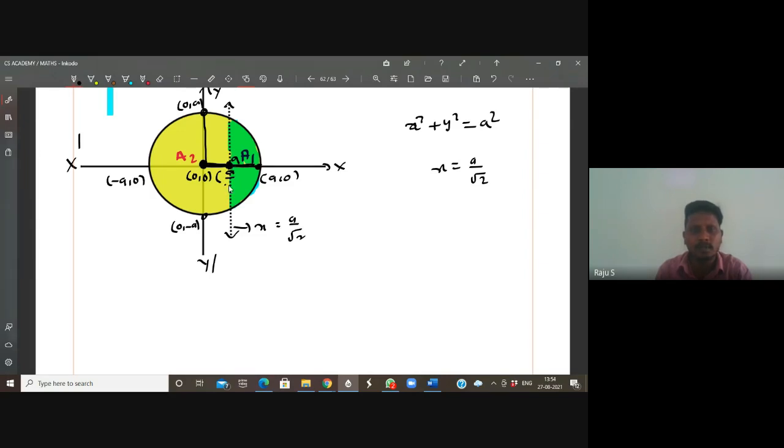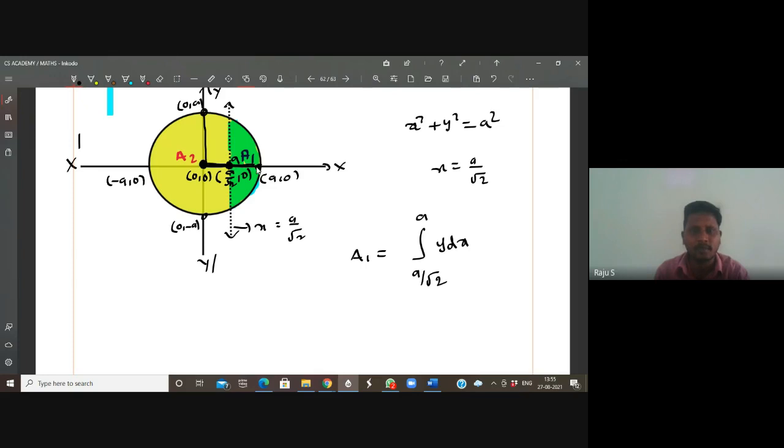Is clearly a by root 2 comma 0, so the required area A1 is equal to the integral from a by root 2 to a of y dx. This value you can find; this is the required area. But when you take the limits a by root 2 to a, what area are you going to get? Do you get the area in both the first and fourth quadrants, or only the area in the first quadrant?